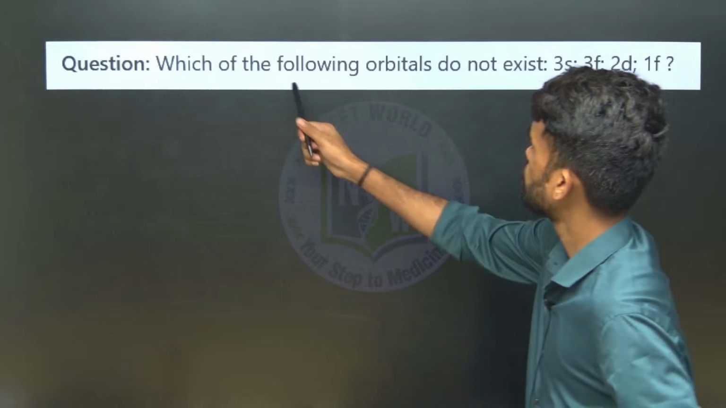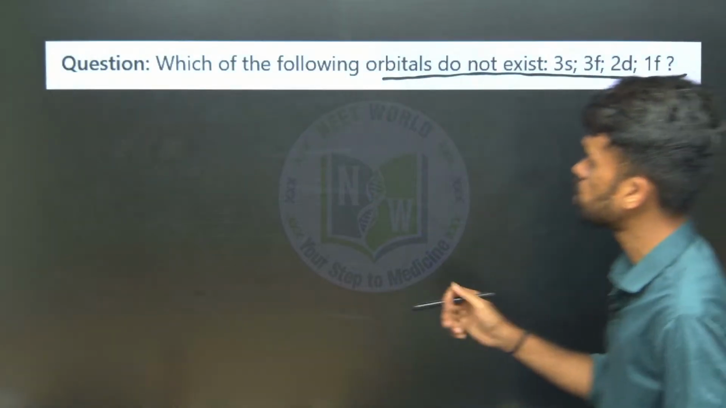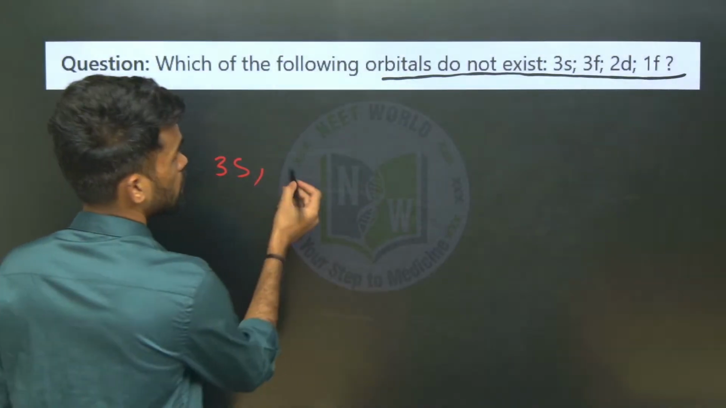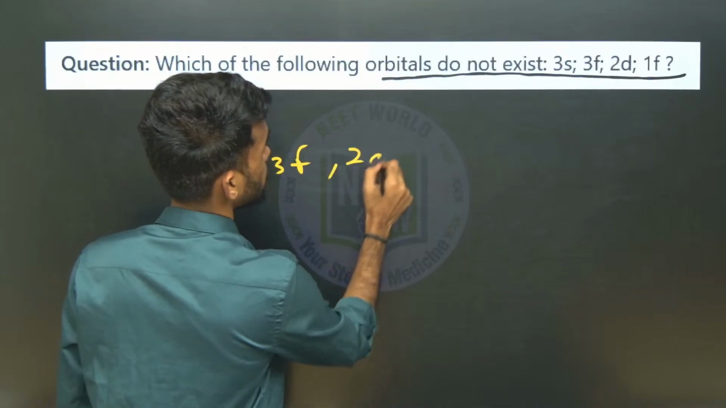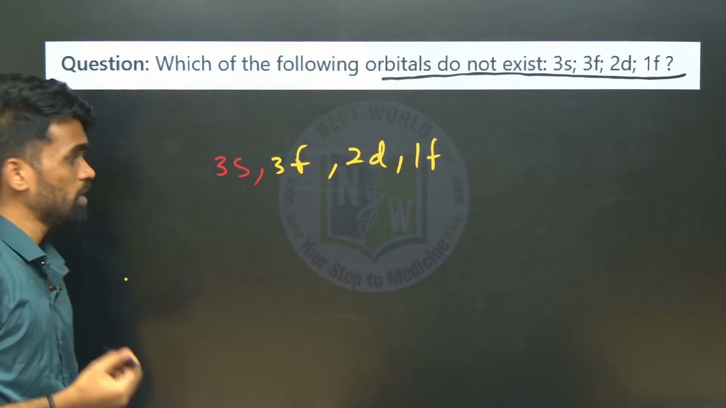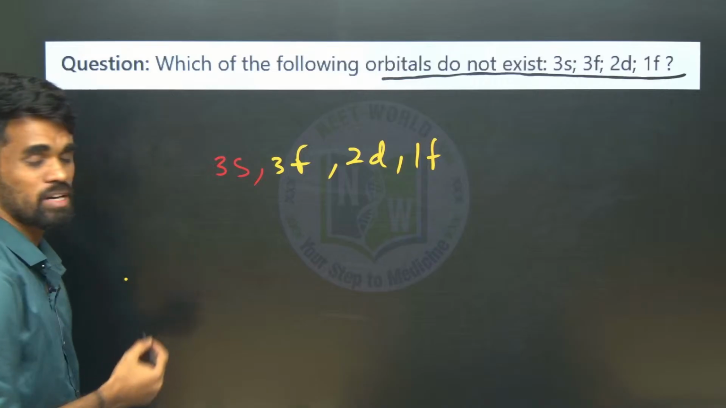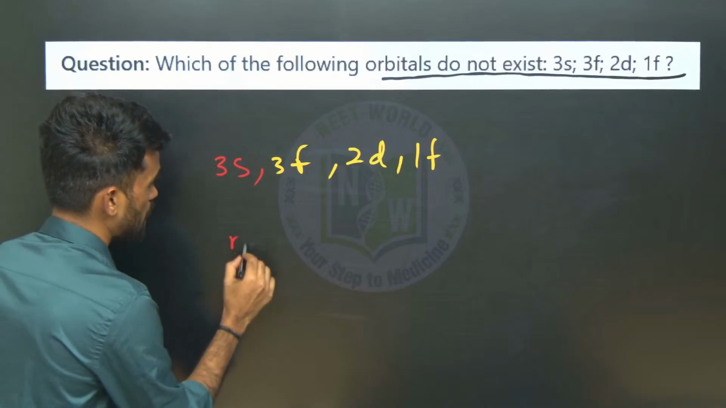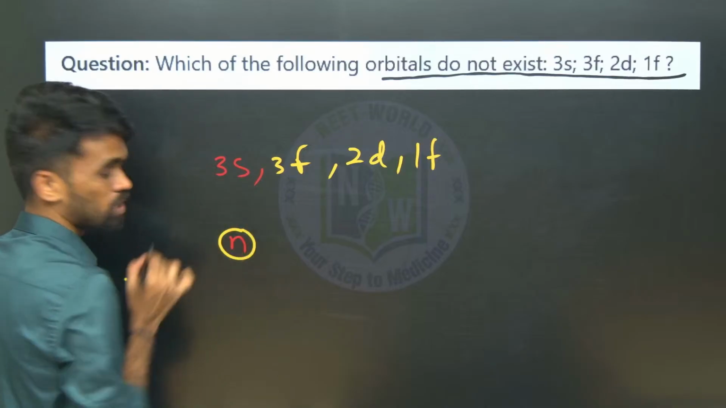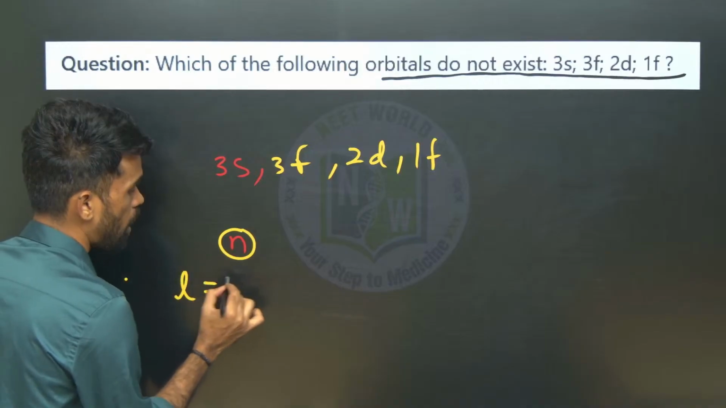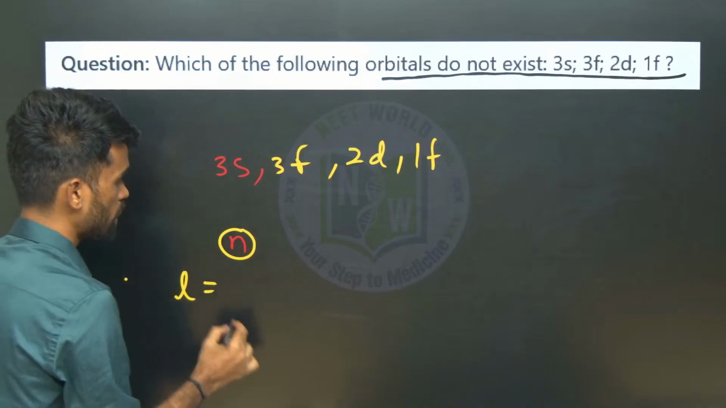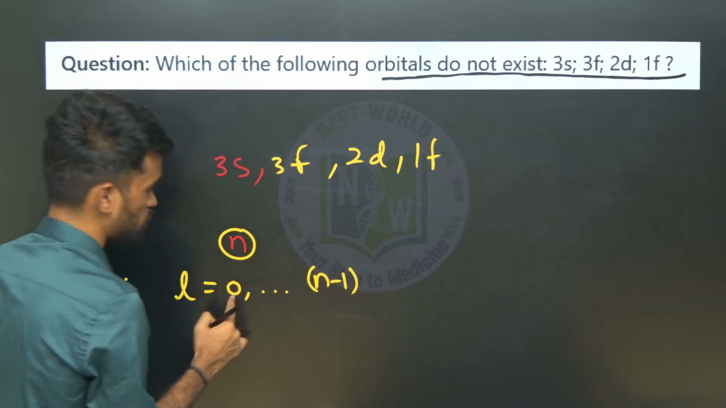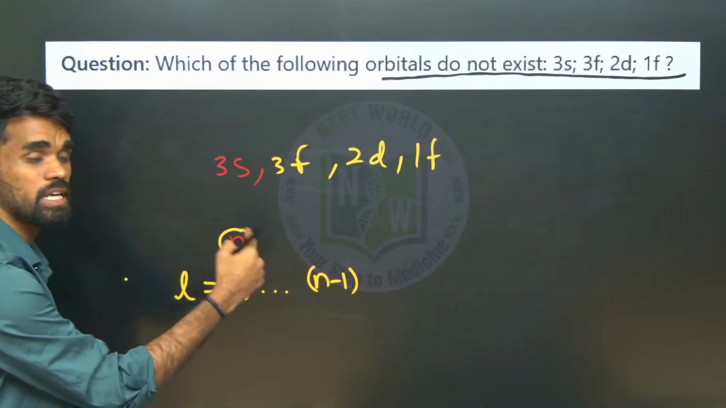Okay. So now tell me which of the following orbitals do not exist: 3s, 3f, 2d and 1f. So tell me, how can we say whether an orbital exists or not? Just take its n value first. For a particular n value, our L value should always be less than n. L varies from 0 to n minus 1. It should not be equal to n.